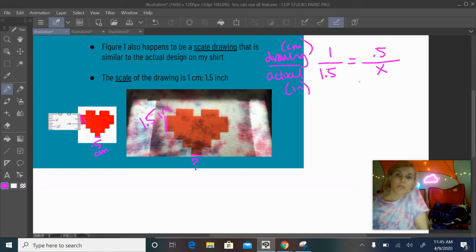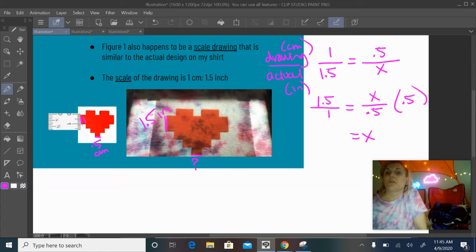Just like we did before when solving proportions, we're going to solve them just like a usual equation, and it'll be much easier if that x was on the top. So drawing over actual is the same thing as putting everything for actual on the top and drawing on the bottom. I want x by itself. It's dividing by 0.5, so I'm going to multiply by 0.5 to get rid of it. Whatever I do to one side, I have to do to the other side.